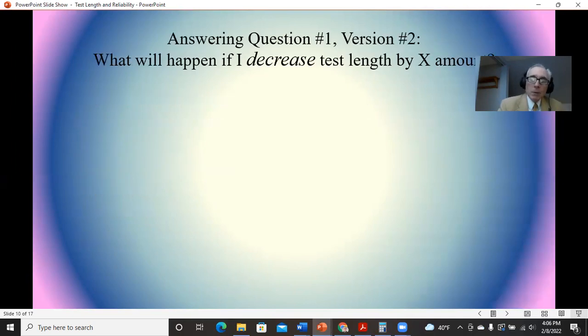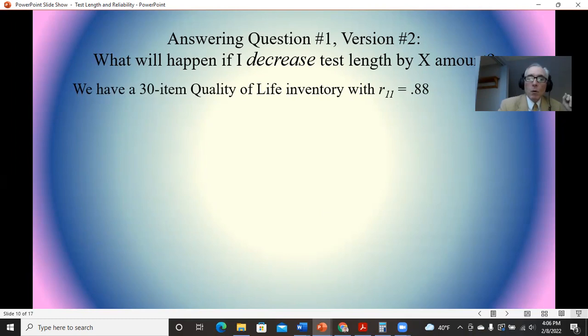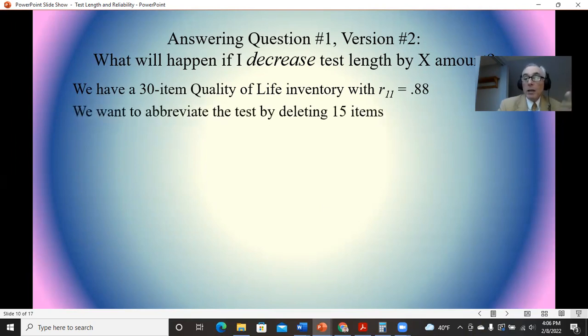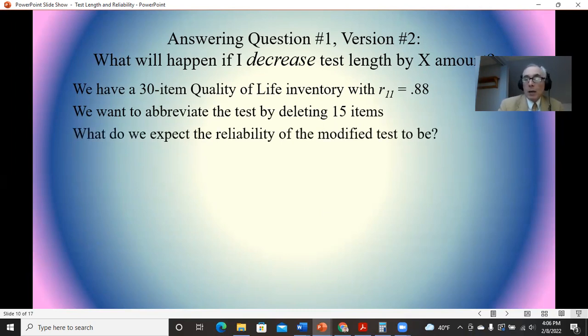Now, the other way of solving this sort of problem will come in a minute, but first let's look at what happens if I'm decreasing test length. I won't walk through 2 examples of this, just the one. So we have our 30-item quality of life inventory, reliability of 0.88, and we want to essentially cut it in half. So what are we going to end up with when we do that? If I could get away with 15 items worth of my QOL measure in this big study, is it going to be worth it? So same equation, no different there.